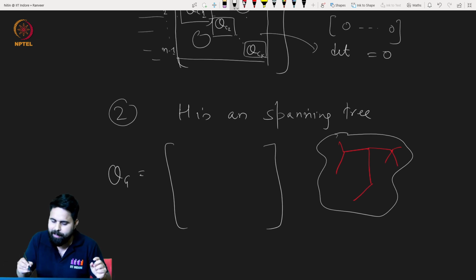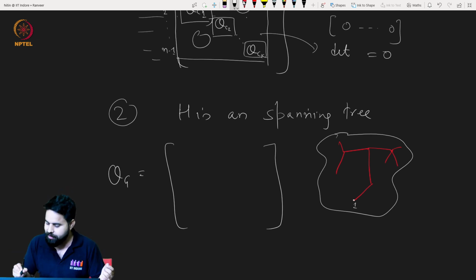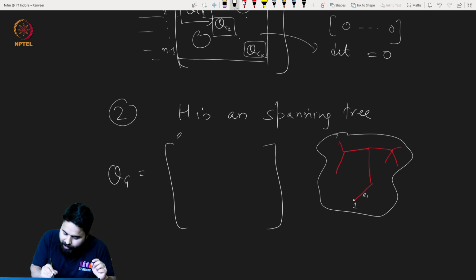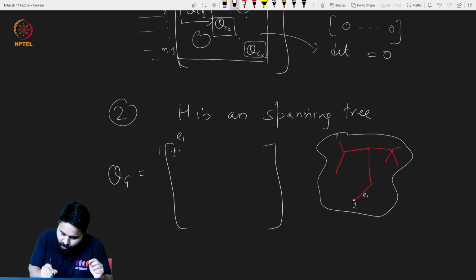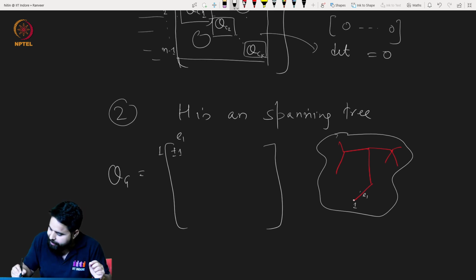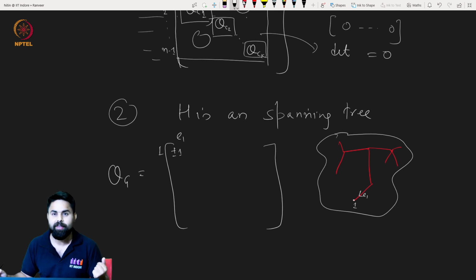There are many pendant vertices, for example here. So let me choose this one and I will call it 1. Suppose this is vertex 1, and the edge which is incident on 1, I will call it E1. So what will be the corresponding entry in my QZ? It will be either +1 or -1 depending upon the direction I am giving to this edge.